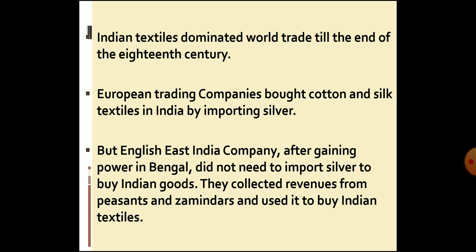European trading companies, the Dutch, the French, and the English trading companies purchased cotton and silk textiles by importing silver. But after gaining political power and Diwani rights in Bengal, the company did not need to import silver for trade. Rather, they collected revenue from peasants and zamindars and used this revenue to buy Indian textiles.